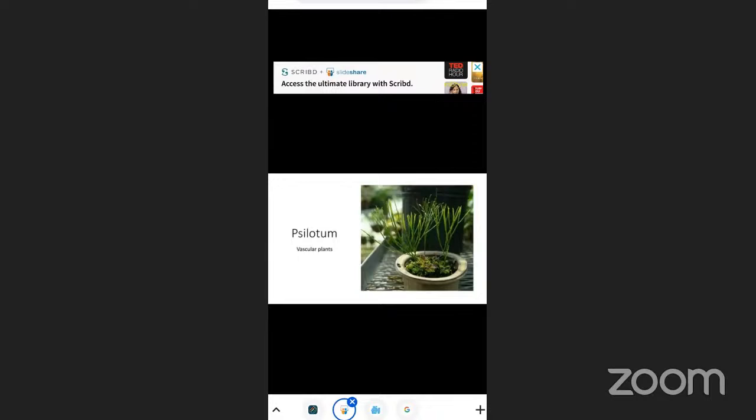So here is the classification of the Psilotum.